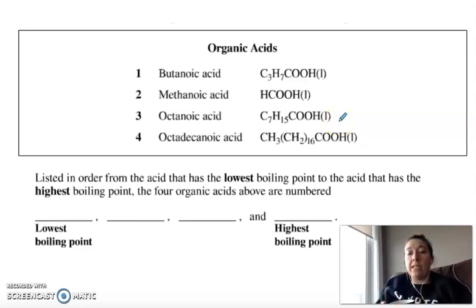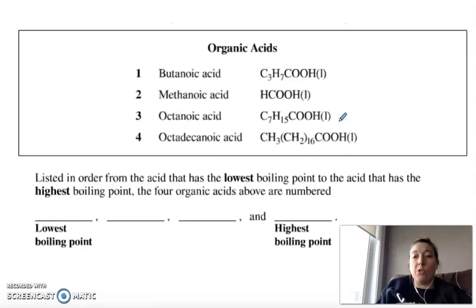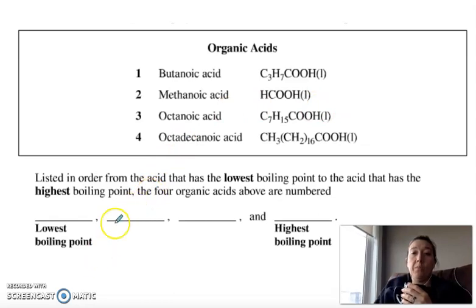Anytime you see a question like this, sometimes you get all caught up in the check mark and you think, oh, the check mark, I have to worry about that. You really don't. They all belong to the same homologous series because they're all carboxylic acids. So we're just going to put them in order from the least number of carbons to the most because we're going lowest boiling point to highest. So we're going to have number 2 first because it only had 1 carbon, and then number 1, and then 3, and finally 4.